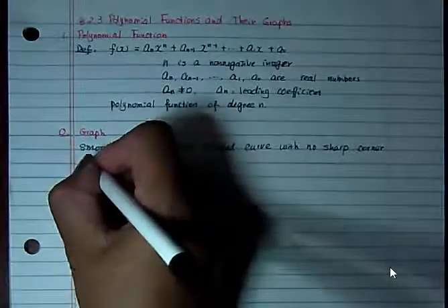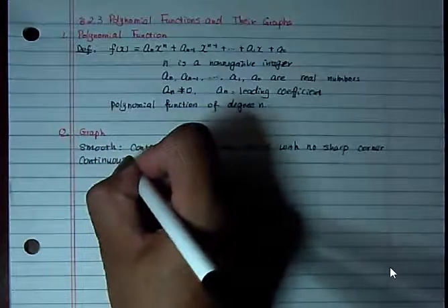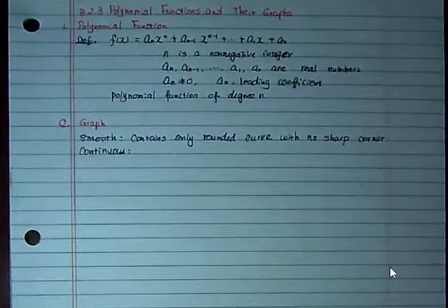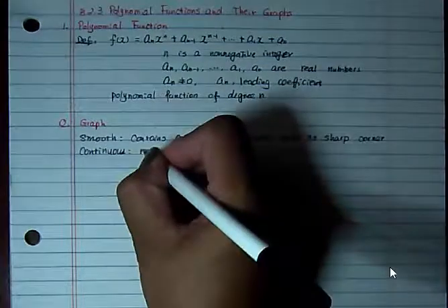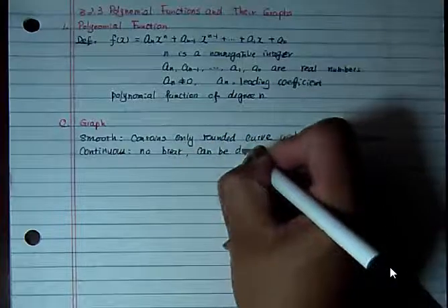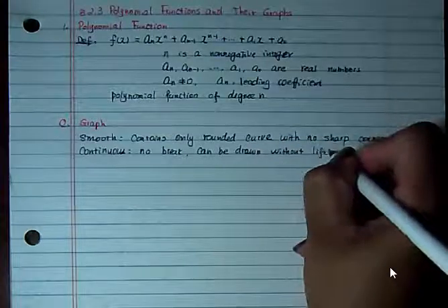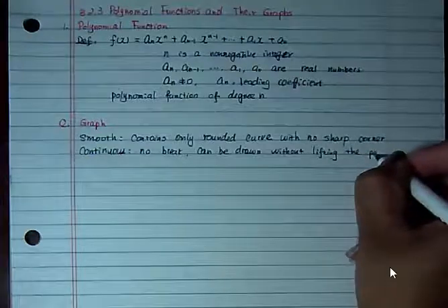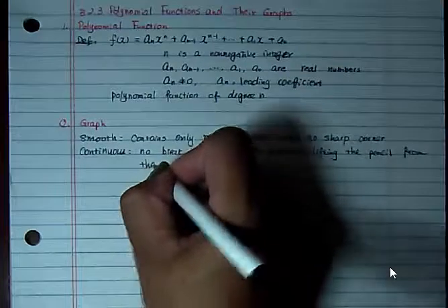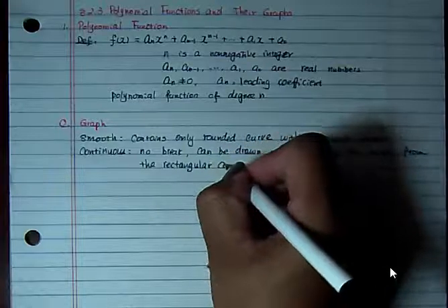Also, the graph of a polynomial function is continuous. Continuous is just like using a pencil to draw a graph, and without lifting your pencil you can complete the whole piece. That's called a continuous function. So no breaks, and it can be drawn without lifting the pencil, from the rectangular coordinate, where right now we are only using the rectangular coordinate.